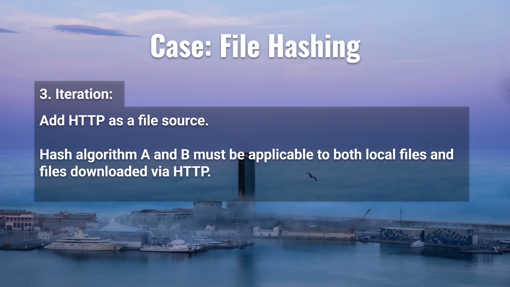In iteration 3, the requirements are updated as follows. First of all, we have to add HTTP as a file source, meaning we have to be able to download a file over the internet and calculate a hash from that. And both hash algorithm A and B must be applicable to both local files and files downloaded via HTTP.